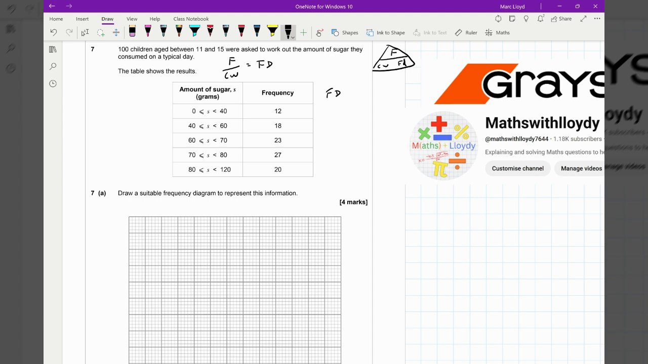12 divided by 40. I thought of it that way, I still said it the other way. 18 divided by 20. 23 divided by 10. 2.3. This one's 2.7. 20 divided by 40. That's nice and easy. 0.5.